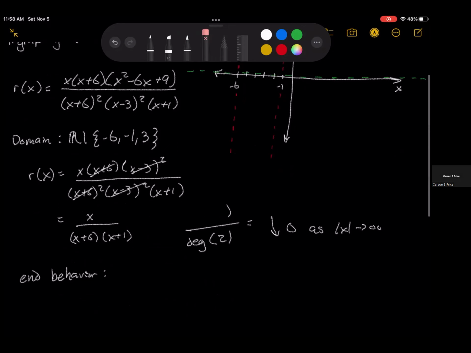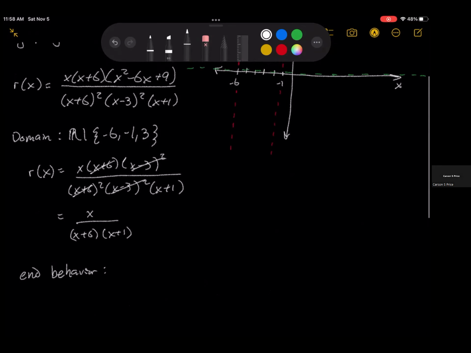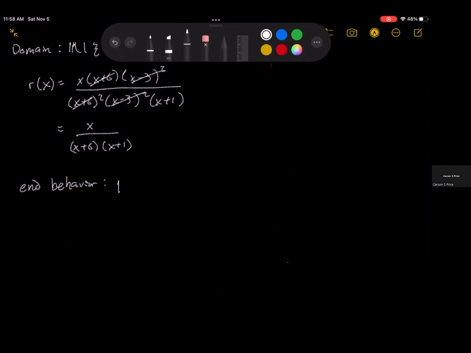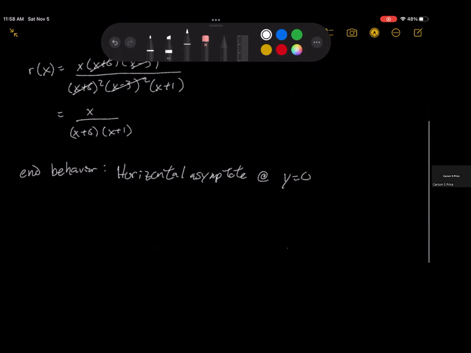Okay. Now let's talk about intercepts. We can use intercepts to give details to the graph. In fact, let me finish this. We have a horizontal asymptote at y is equal to 0 by looking at the comparison of the degrees.